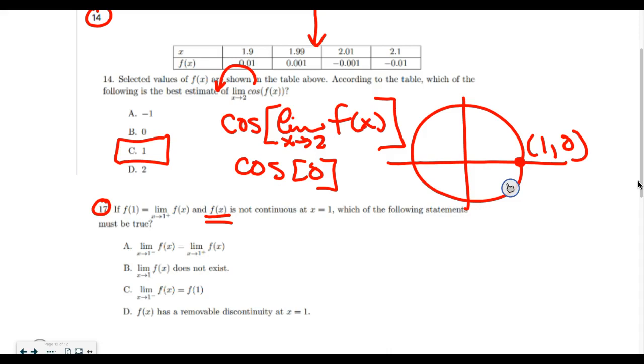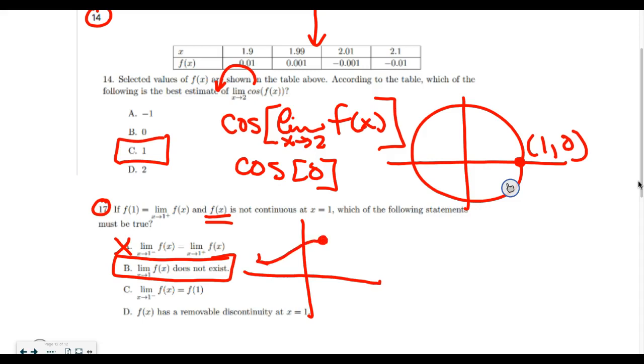So it says, which of the following statements must be true? This one doesn't have to be true because I'm not continuous. The limit as x approaches 1 from both directions does not exist. That's got to be true. The reason that's got to be true is because I don't have continuity there. And so if I came in from both sides and the limit from both sides was equal to f of 1, then I'd have continuity.